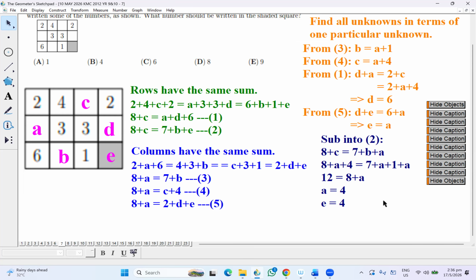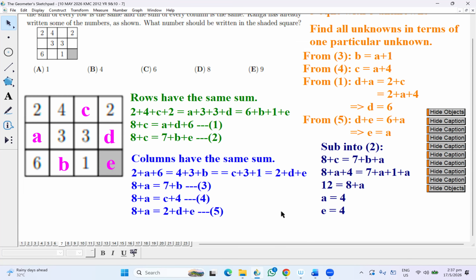So anchor variable method is a kind of substitution also.